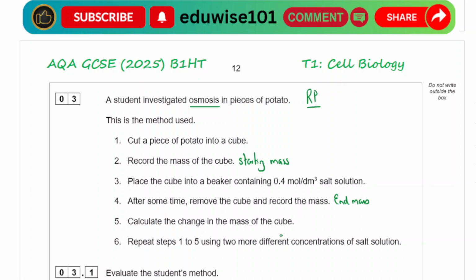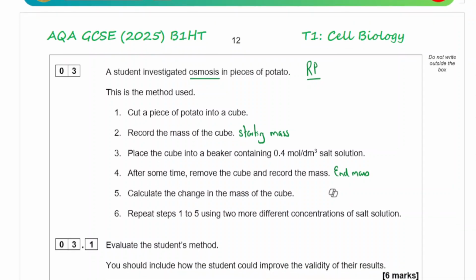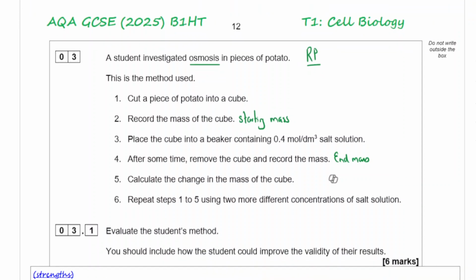Evaluate the student's method. For 6 marks, you should include how the student could improve the validity of the results. Now, how would you improve the validity of the results? You'd want to repeat it. You would want to take average values. You'd want to use different concentrations, not just 2 more concentrations. You'd want to use a control.